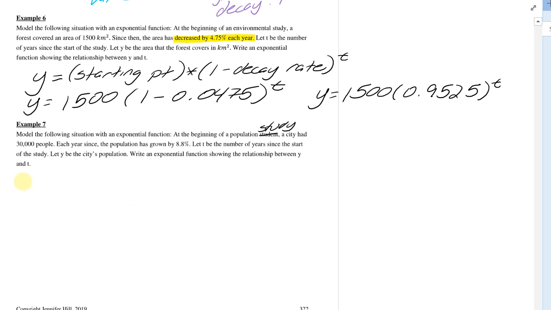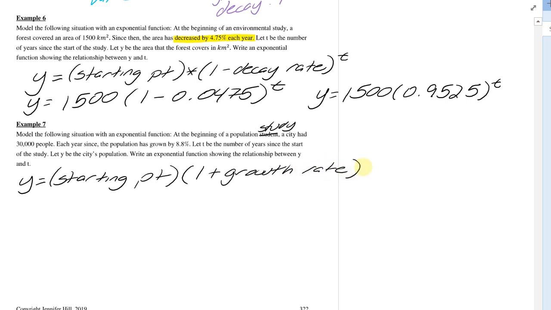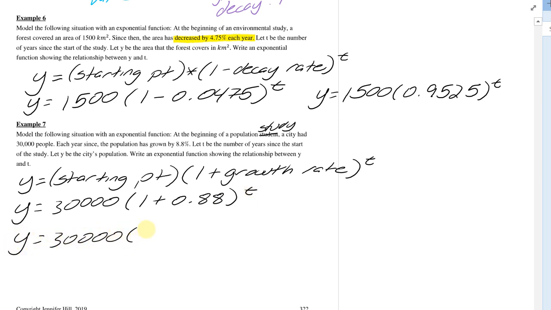So in this case, I'm going to have the same idea. I'm going to have my starting point. But for growth, I need to take 1 plus the growth rate. So there's the general structure. My starting point is 30,000 and my growth rate is 8.8%. So the final equation would be 30,000 times 1.088 to the t.